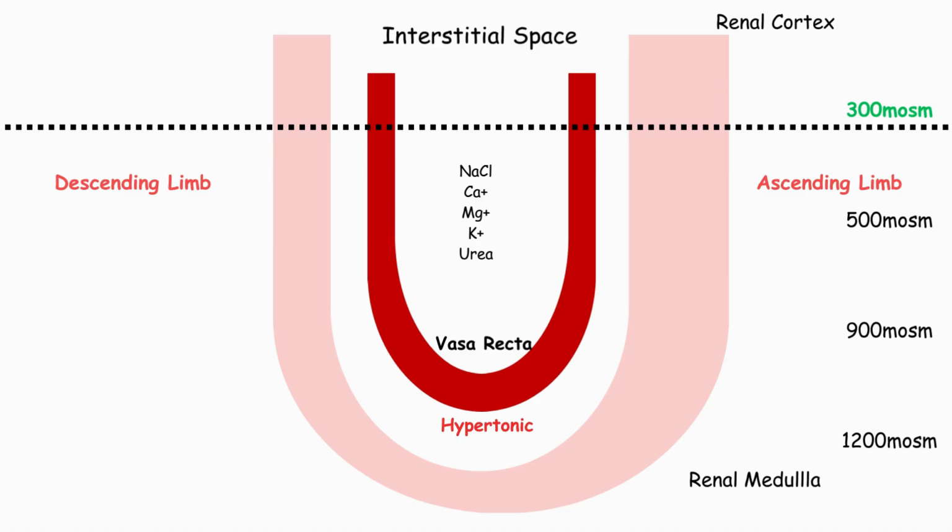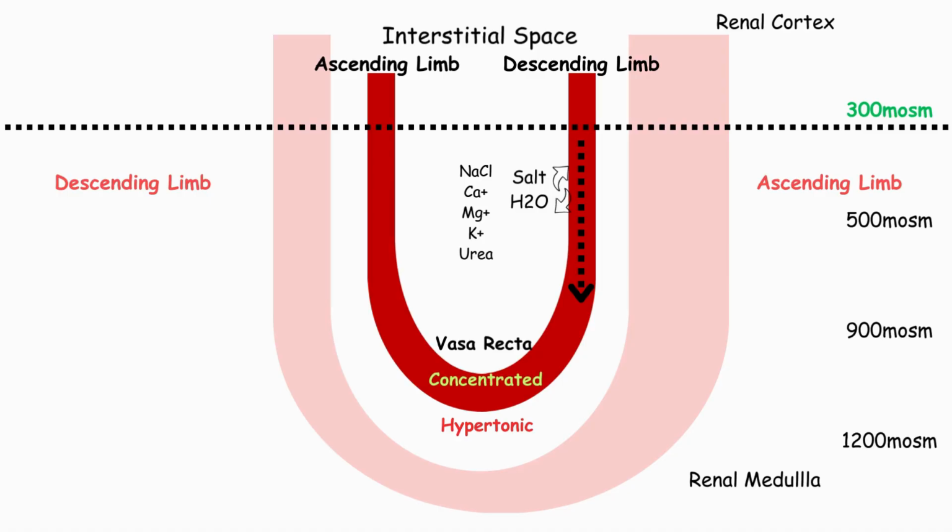Vasa recta also has limbs. Its descending limb is close to ascending limb of loop of Henle, and ascending limb is close to descending limb of loop of Henle. As blood goes down into medulla region, it is entering a very hypertonic environment. It picks up salt and drops water. As water leaves, the blood becomes concentrated.